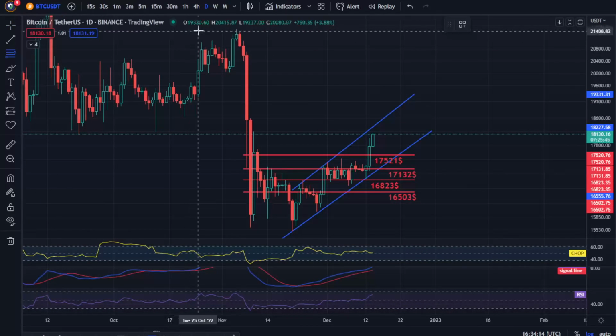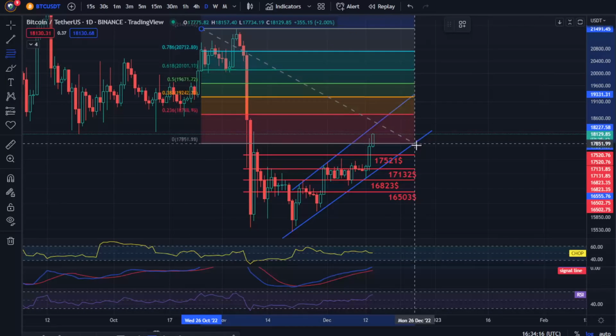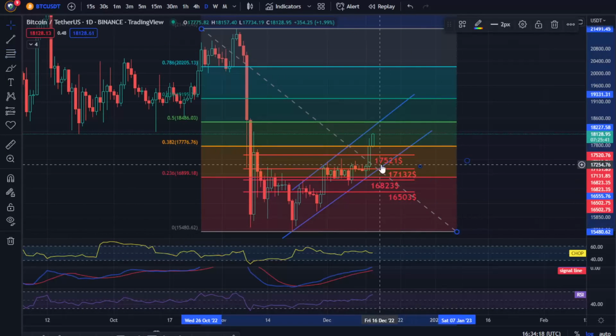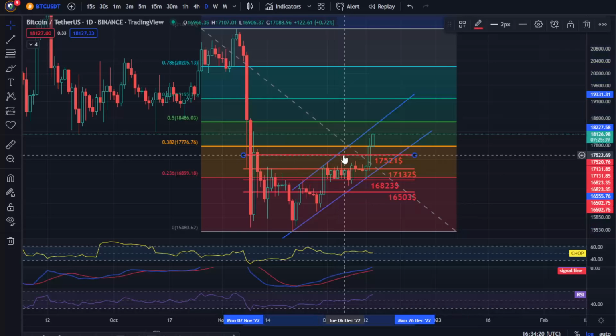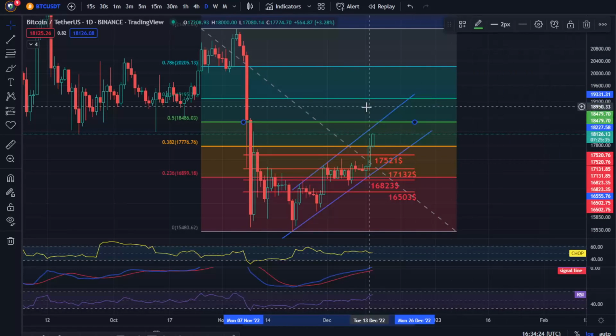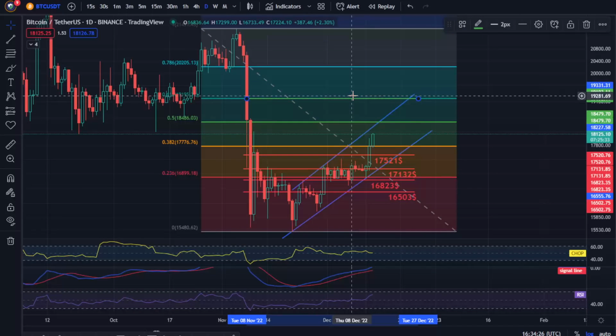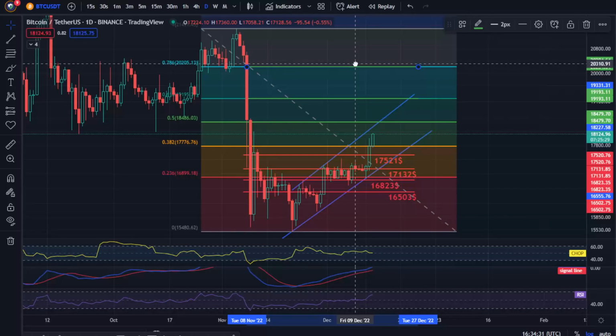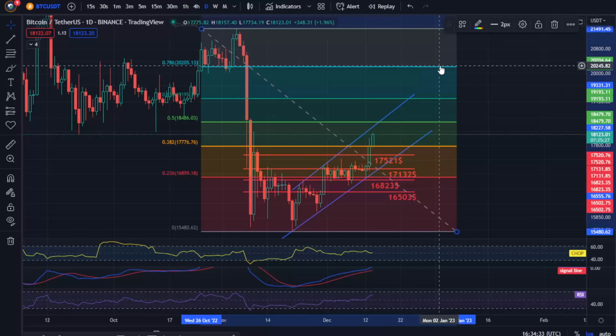Next, it is worth checking what resistances should be taken into account. As you can see, the first resistance is $18,480. If you manage to overcome it and positively test, the way will open towards the second resistance at $19,193 and the third at $20,205.